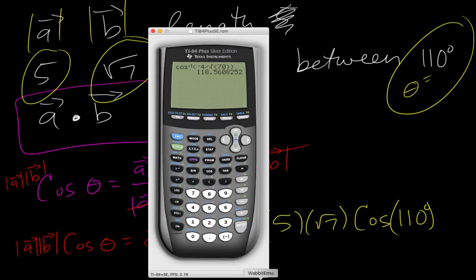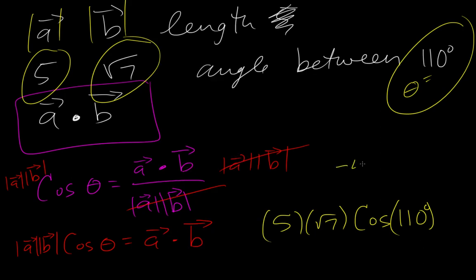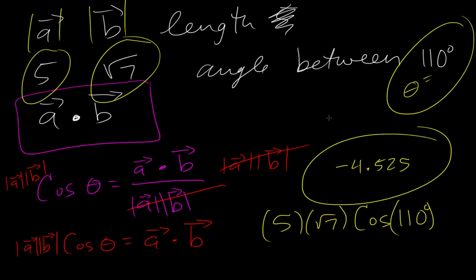So go to our calculator. We're going to say 5 times square root of 7 times cosine 110, and we get negative 4.525. If we went to 3 significant figures, it would look like that.